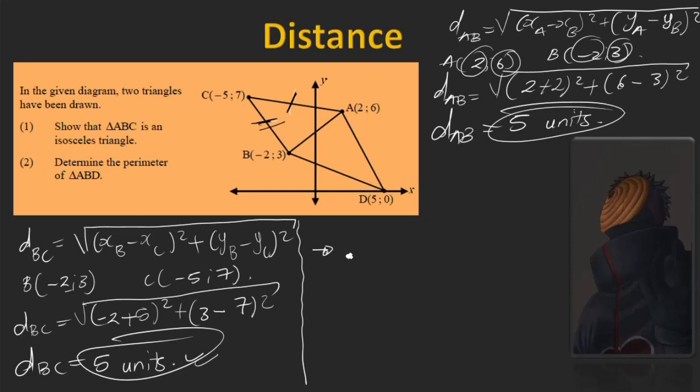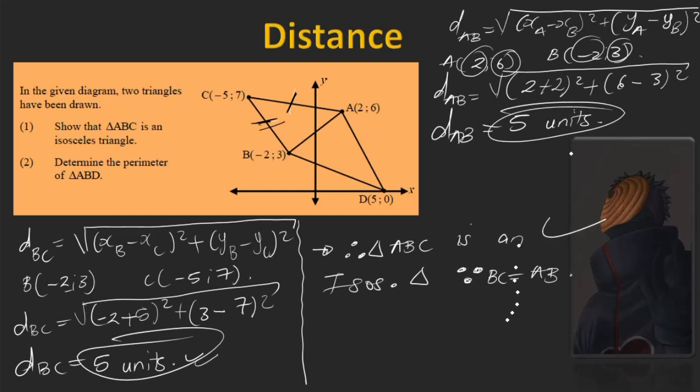So my answer to the question, I'm going to say, therefore, triangle ABC is an isosceles triangle because, remember the symbols, BC is equal to AB. See how easy that is? There's a mark for the conclusion. There's a mark for you calculating these things. There's a mark here. See that? Easy 5 marks for you, grade 10s.